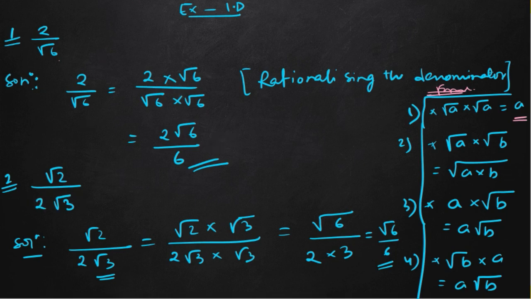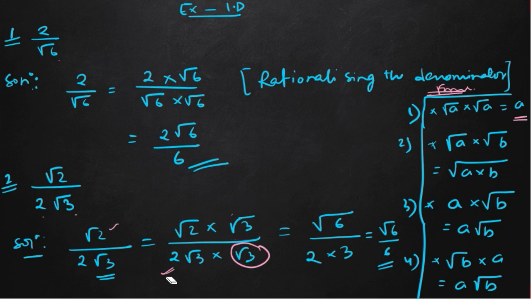Similarly, in question number 2, you can see that the denominator has only one term, but out of this only root 3 is irrational, 2 is rational. So we will multiply the numerator and denominator with root 3 only. Our numerator was root 2, denominator is 2 root 3, but out of 2 root 3, root 3 is the only irrational number. That's why we have multiplied the numerator and denominator. Here you have to write rationalizing the denominator. I have not written it, but you have to write this.